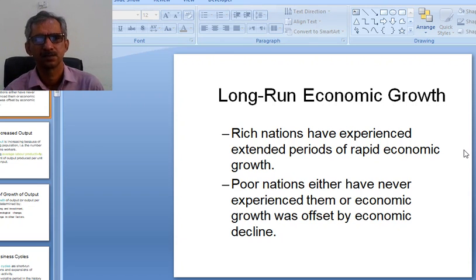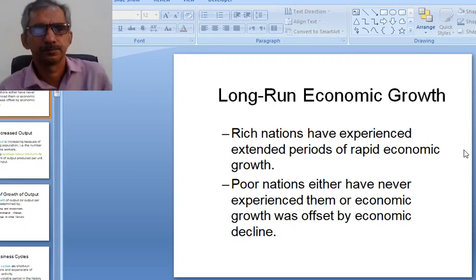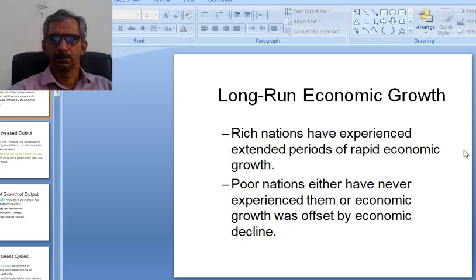As we have already discussed in previous classes, there are two time horizons, the short run and the long run. Short run is a very short time period in which only variable inputs can be varied, and the long run is the time period in which all inputs are variable. So, long-run economic growth of any economy.